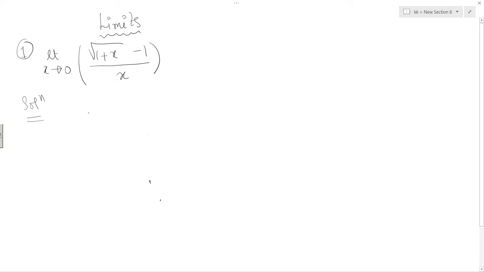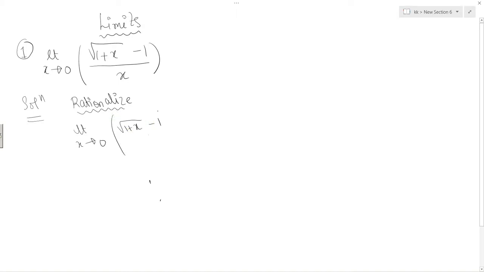Now let's solve this problem. First we must rationalize, as we see a square root on the top. Now as limit x tends to 0, let's rationalize this function.